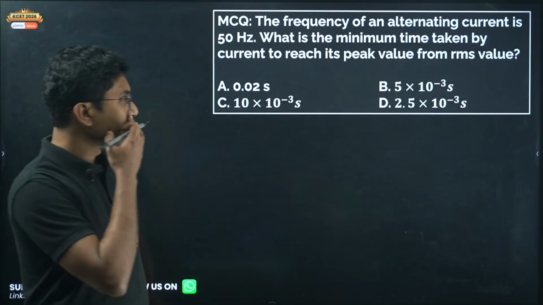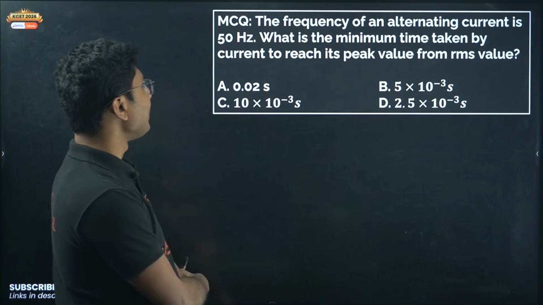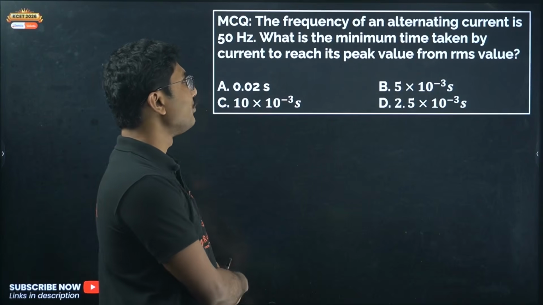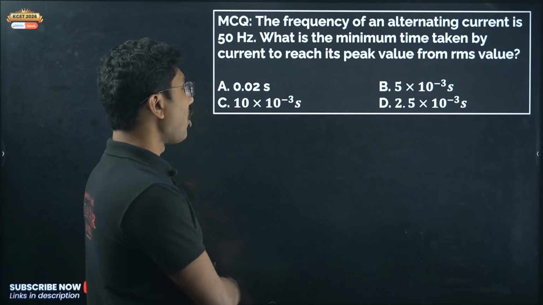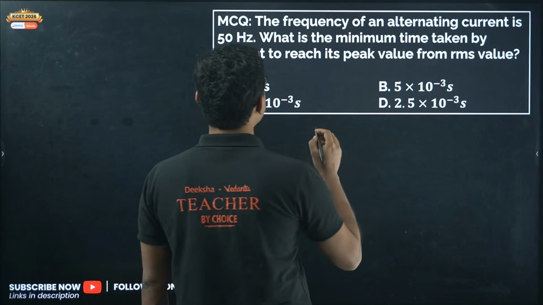Now let's see one question. The frequency of an alternating current is 50 Hz. What is the minimum time taken by current to reach its peak value from RMS value? Very, very interesting question. The frequency is given as 50 Hz.